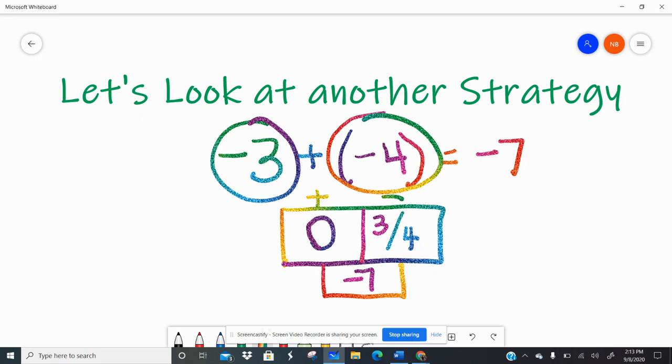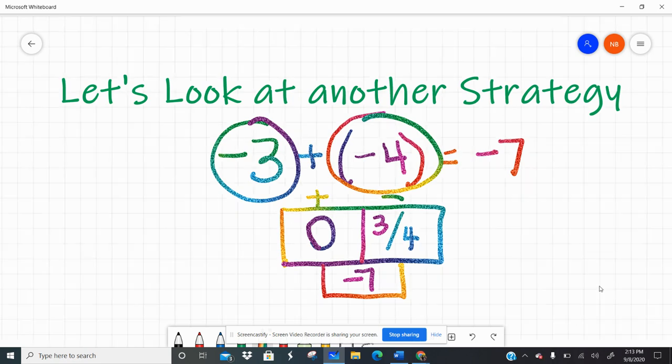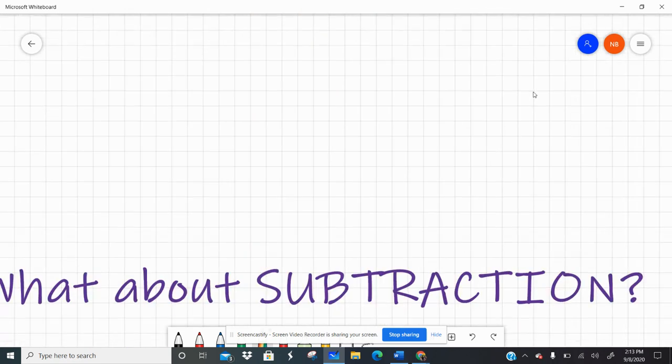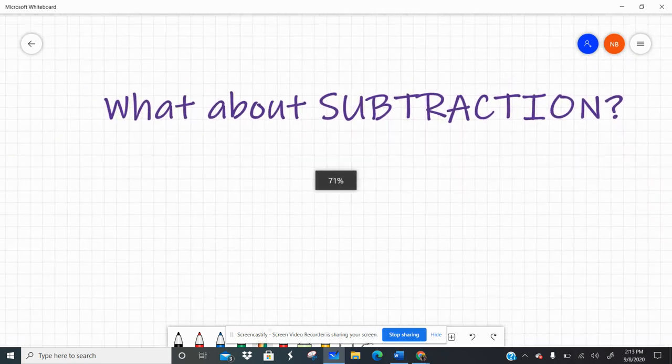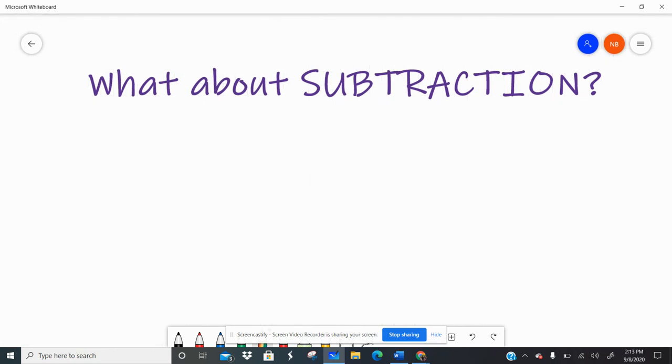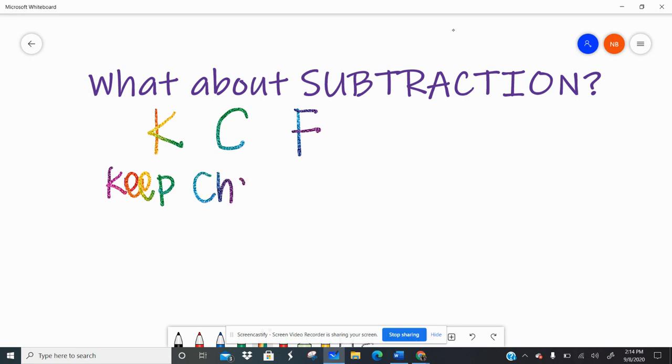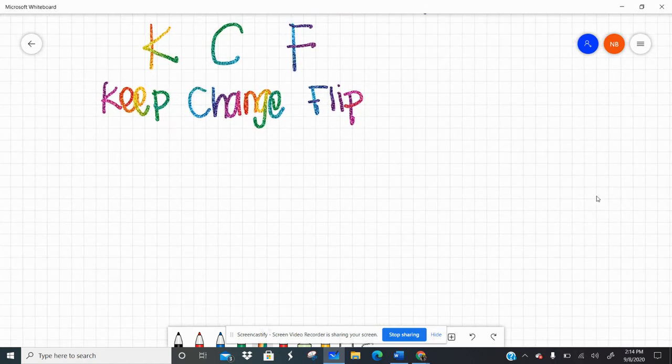Pretty simple. But now we're going to throw a little kicker in there, and we're going to talk about subtraction. So when we subtract integers, we add one additional step, and that is KCF. We're going to keep, we're going to change, we're going to flip.